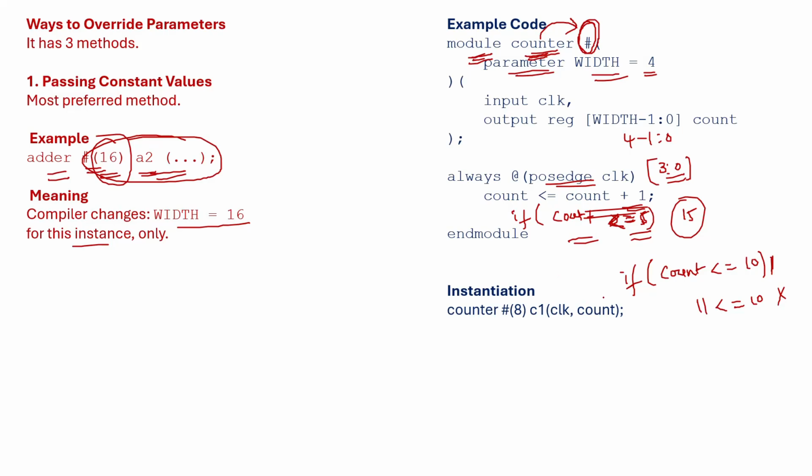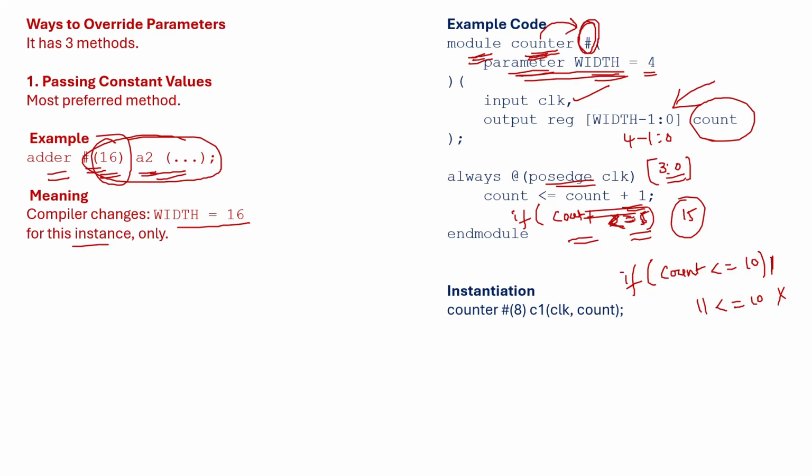Okay, so just the counter: how we need to write the counter? Module, module name, and I have considered a parameterized module here, 4 is considered. Input is clock and then output is count. Sometimes they will ask you to consider a registered variable. This count acts as a registered variable.